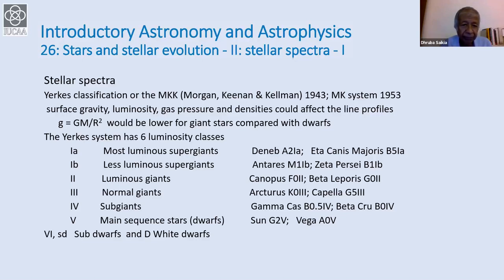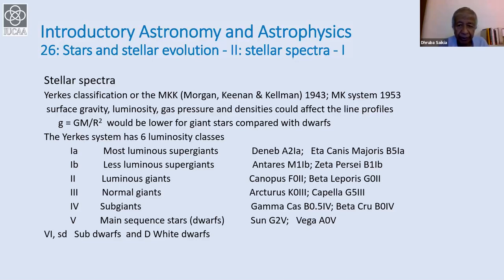But you remember, when you look at the Hertzsprung-Russell diagram, even for the same spectral class, you may have luminous giants and supergiants. There could be an M-type supergiant, for example, or an M-type giant. So in addition to the classification of stars based on spectra, which originated at the Harvard College Observatory, the other classification is based on luminosity. The Yerkes classification, or the MKK, Morgan, Keenan, and Kellman in 1943, was also known as the MK system.